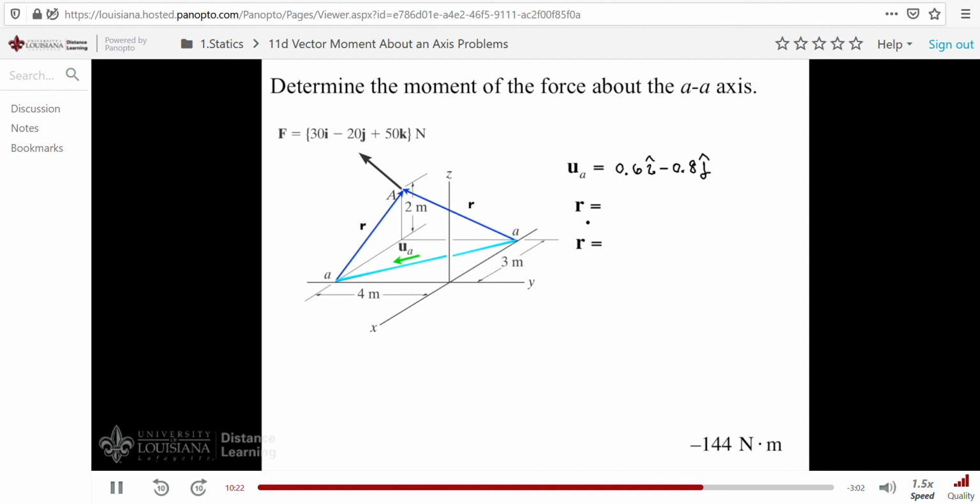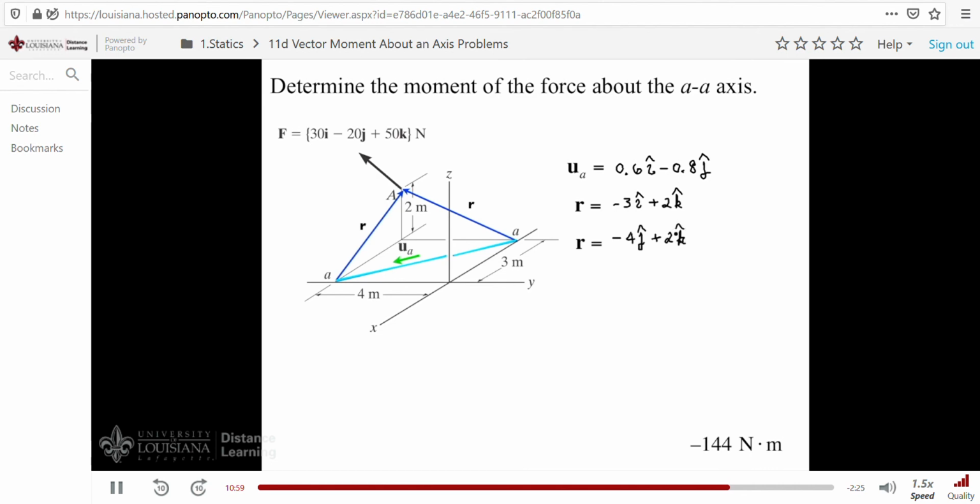Now our position vectors. The one going here is defined by minus 3i, and of course, plus 2k. And now we have the other one. Can you tell me what that one would be? It'd be minus 4j and plus 2k. So let's put it in. And now we have the needed vectors for our expansion of the determinant.